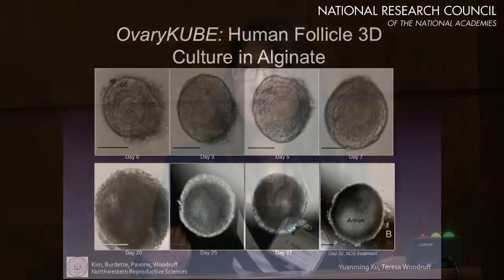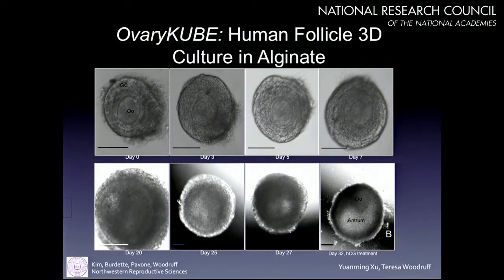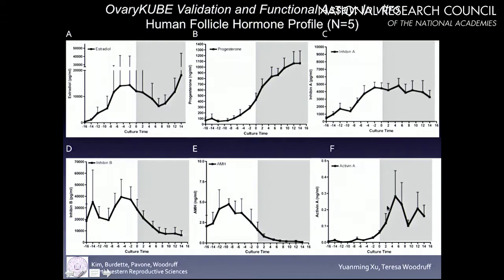If we look at the ovary, and each of these reproductive units, we've called them cubes. In the ovary cube, here you see a human follicle encapsulated in an alginate bead, so it is in a three-dimensional structure. We take a human secondary follicle, and you see that in vitro we are able to mature it so that it eventually develops into a mature follicle. Here you can see an antrum with the oocyte. And as well, it can release hormonal profiles in vitro, as you would see in vivo.